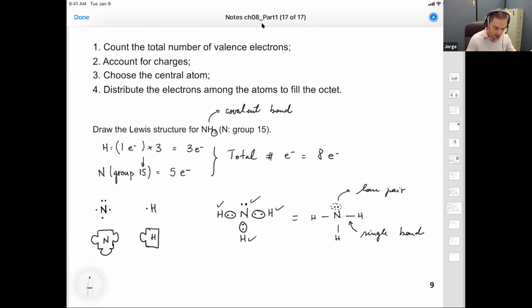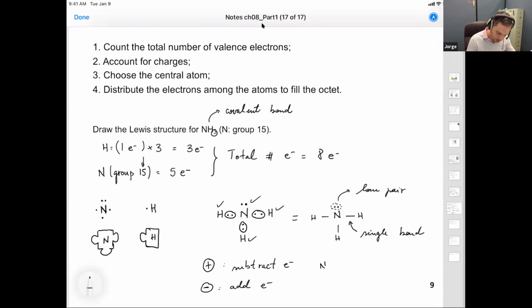We haven't seen any compound that has charges. However, if you have a positive charge, it needs to subtract electrons, okay, from the total. And if you have a negative charge, you need to add electrons to the total.